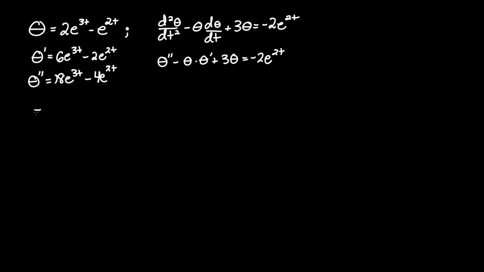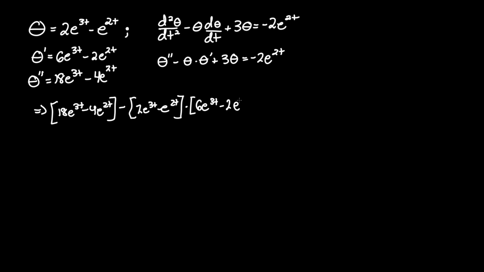Now let's plug in the values. So we can put a bracket for theta double prime. We just take this formula here, 18e^(3t) minus 4e^(2t), minus theta, 2e^(3t) minus e^(2t), times theta prime, 6e^(3t) minus 2e^(2t), plus 3 theta, so 3 times just our theta formula, and that equals negative 2e^(2t).